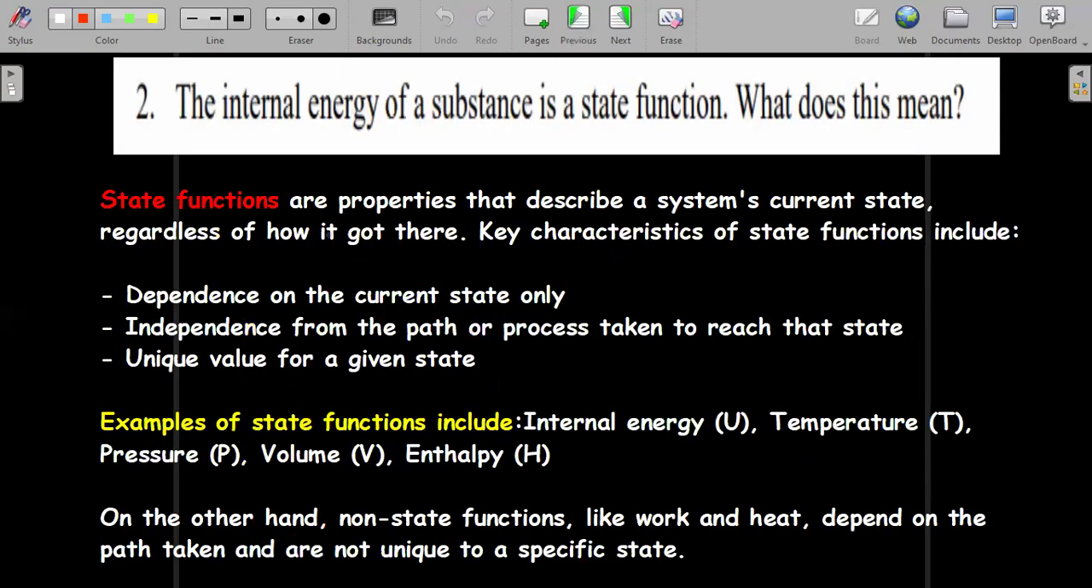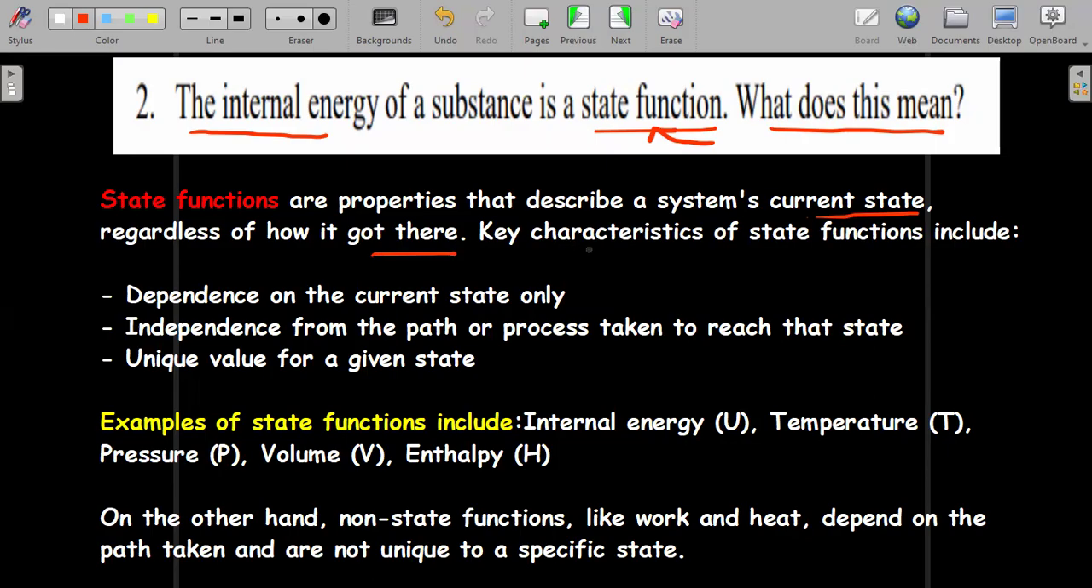We go to question number two. They're saying the internal energy of a substance is a state function. What does this mean? They're simply asking us to explain what a state function is. In my explanation, state functions are properties that describe a system's current state, regardless of how the system got to that state.